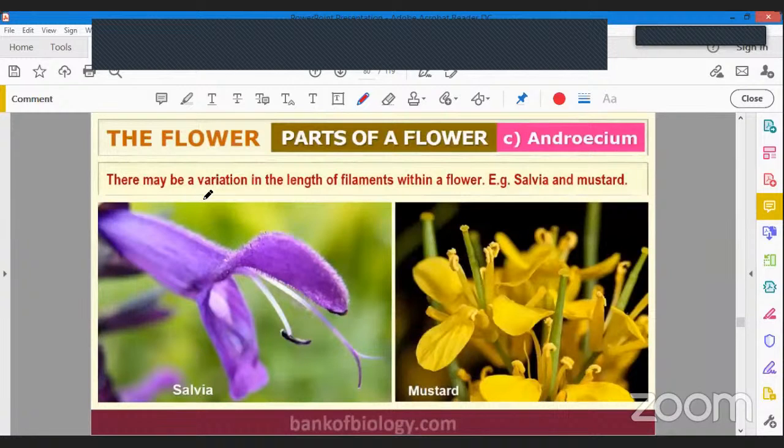Then there may be variation in length of filaments within the flower. So some of the stamens might be longer, some of them might be shorter.